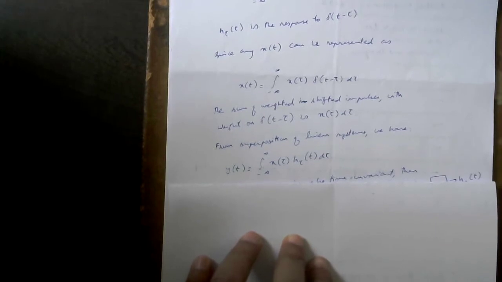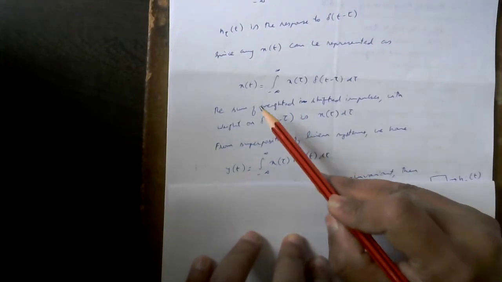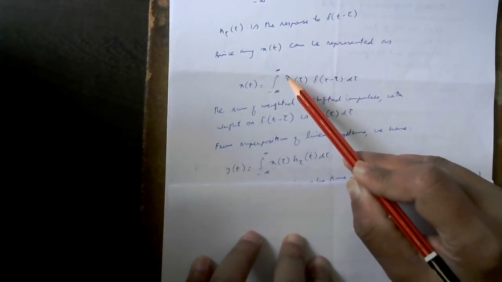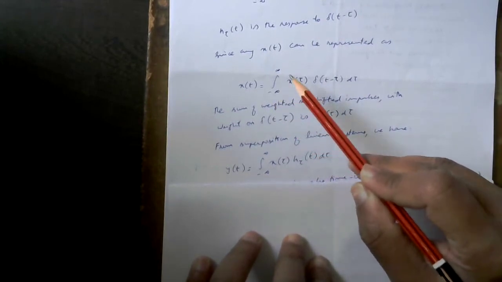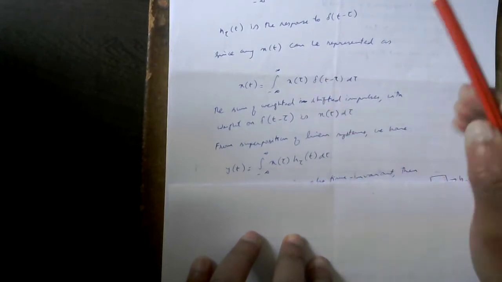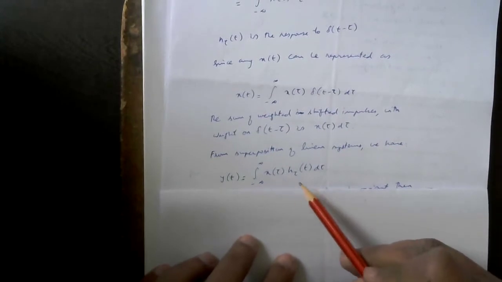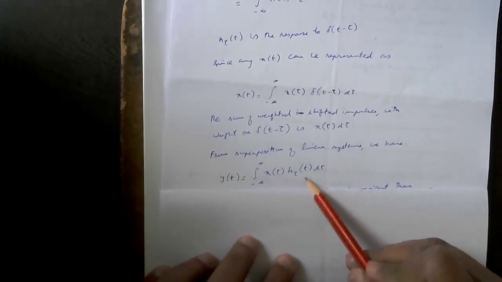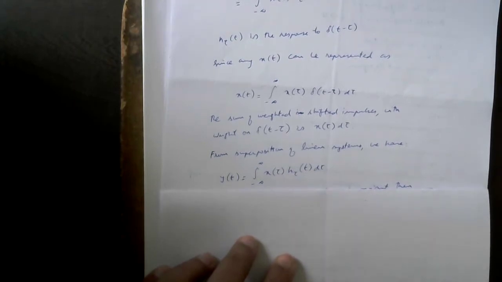We are just representing a given input as a linear combination, or rather a continuous sum, of scaled and shifted delta functions, and because of the linearity property here, because the system is assumed to be linear, the output is going to be a scaled version of the outputs produced by each of those shifted delta functions.